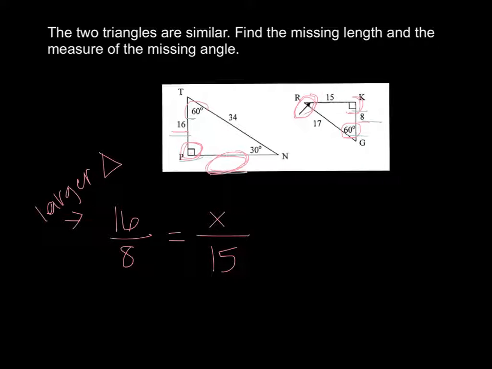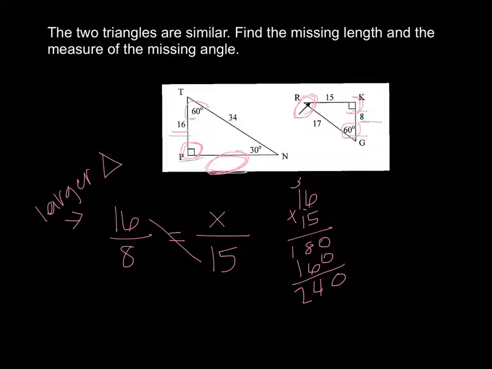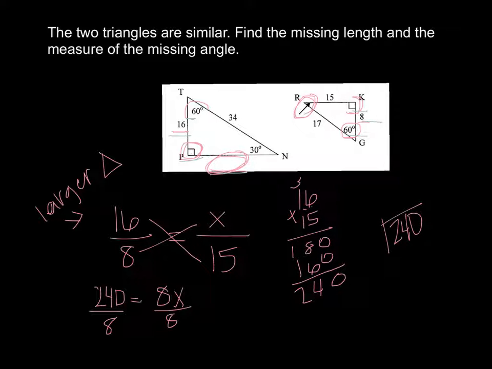Okay, so let's get to solving here. If I use cross products, I should do 16 times 15, and 16 times 15 is 240. And that's going to equal 8x. So then I would divide both sides by 8 here. Now I have to figure out what 240 divided by 8 is. Well, 8 goes into 24 3 times, so my answer is going to be 30.